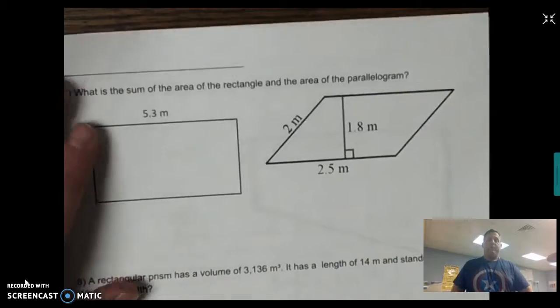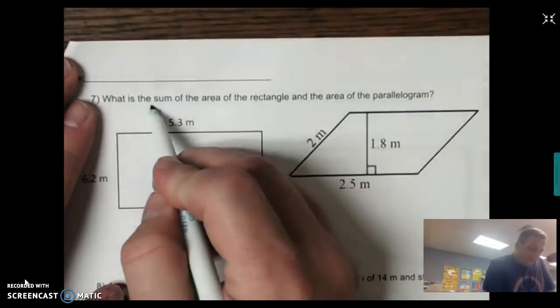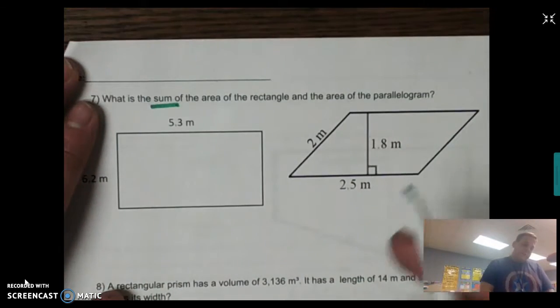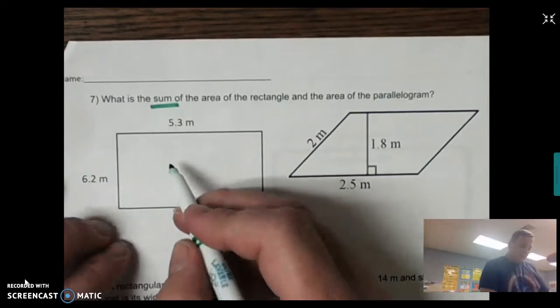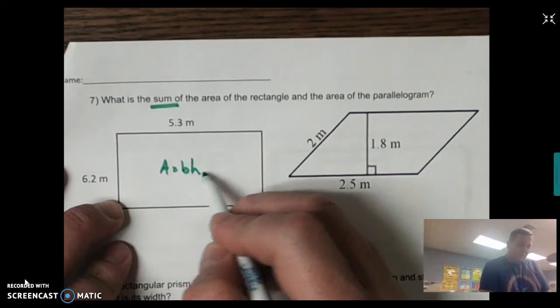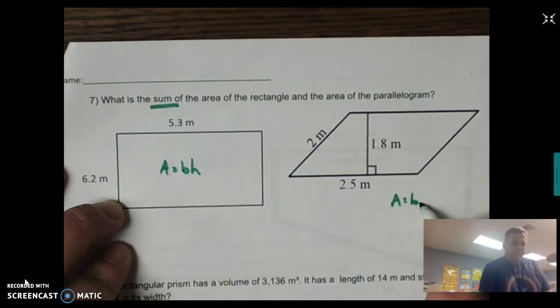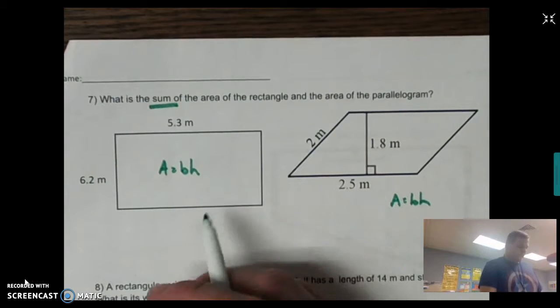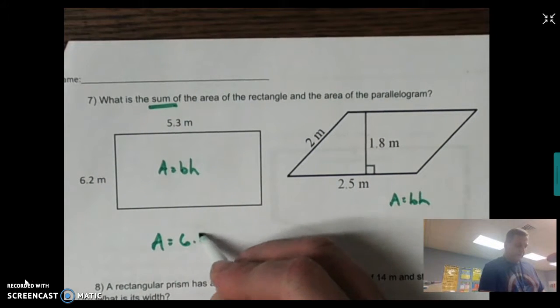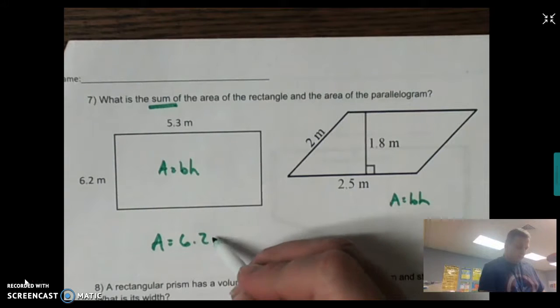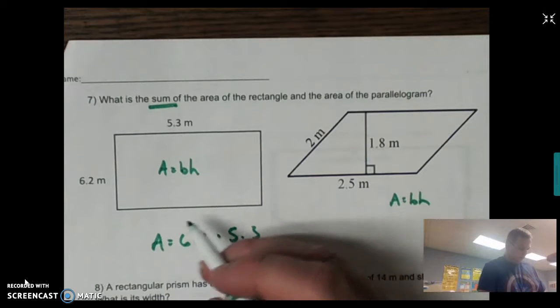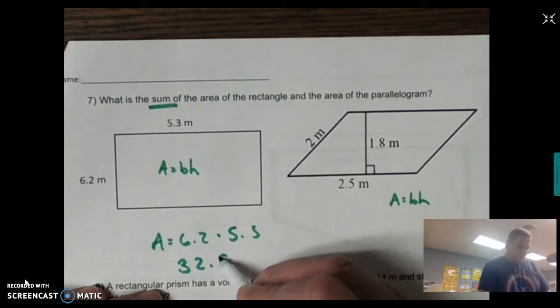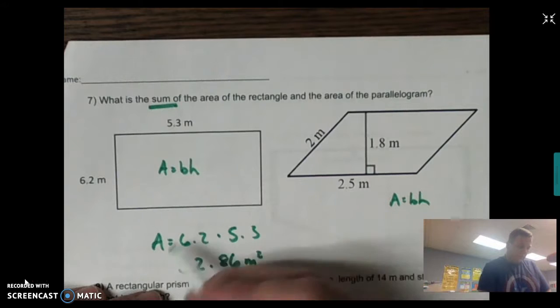Number 7. Alright. What is the sum of the area of the rectangle and the area of the parallelogram? So we have area equals base times height. Area equals base times height. So the area of this is 6.2 times 5.3, which gives us 32.86 meters squared.